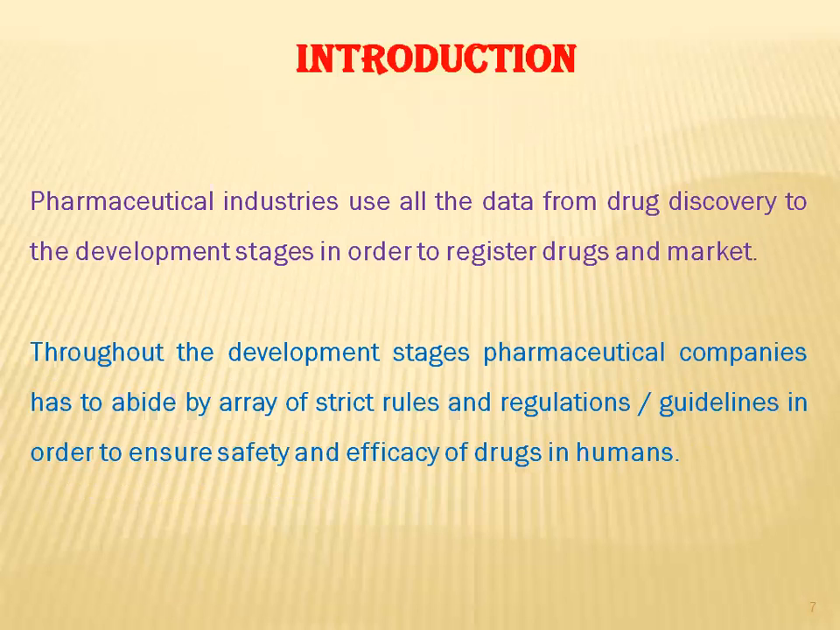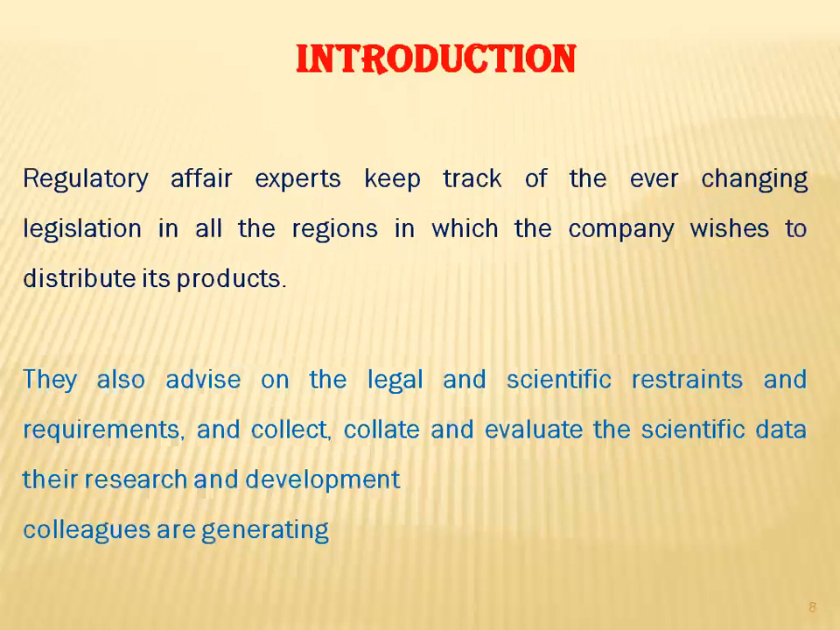Pharmaceutical industries use all data from drug discovery to the development stages in order to register the drug and market it. Pharmaceutical companies have to abide by an array of strict rules, regulations and guidelines in order to ensure safety and efficacy of drugs in humans. We know that being pharmaceutical persons, we are dealing with the life of humans, the life of people. So we should ensure the safety and efficacy of the drug that is used by humans. So the regulatory affair expert deals with all the details so that the product will be in the market with a smooth process.